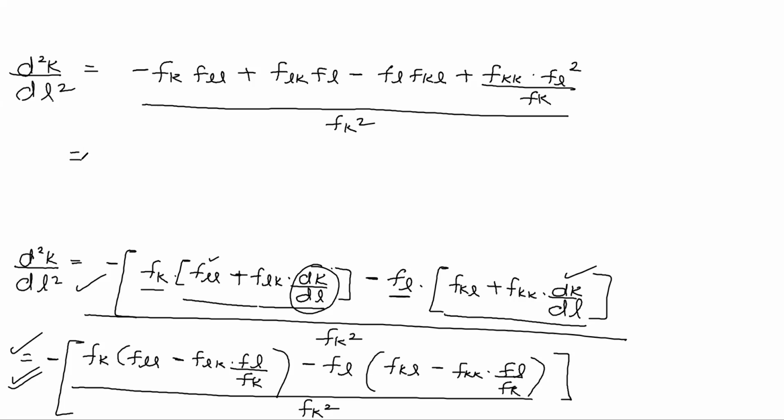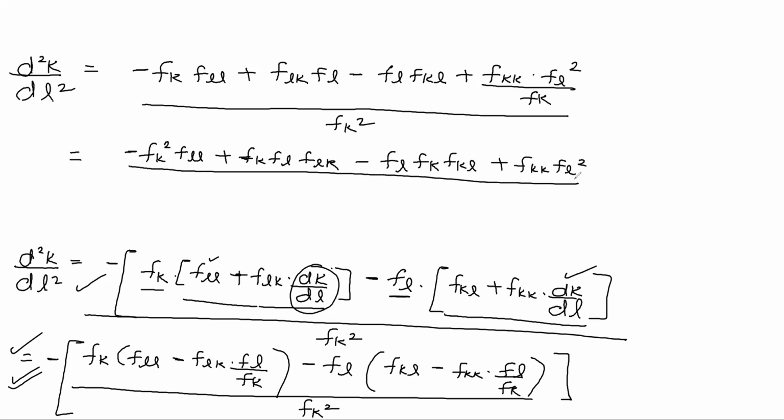So now if I take the LCM as Fk, what does this become? Minus Fk square FLL plus Fk FL FLK minus FL Fk FKL plus FKK FL square upon this Fk, and this Fk square will make it Fk cube, because we have taken the LCM. So this Fk and this Fk square will make it Fk cube.